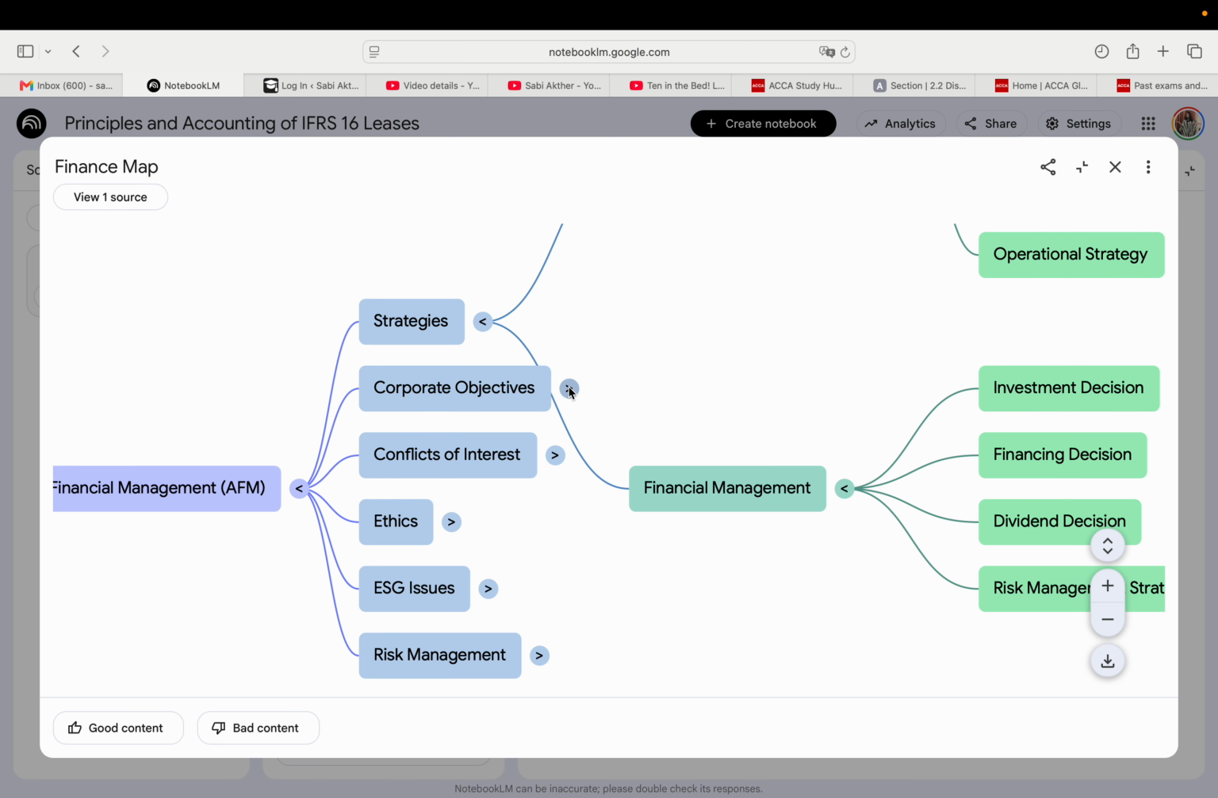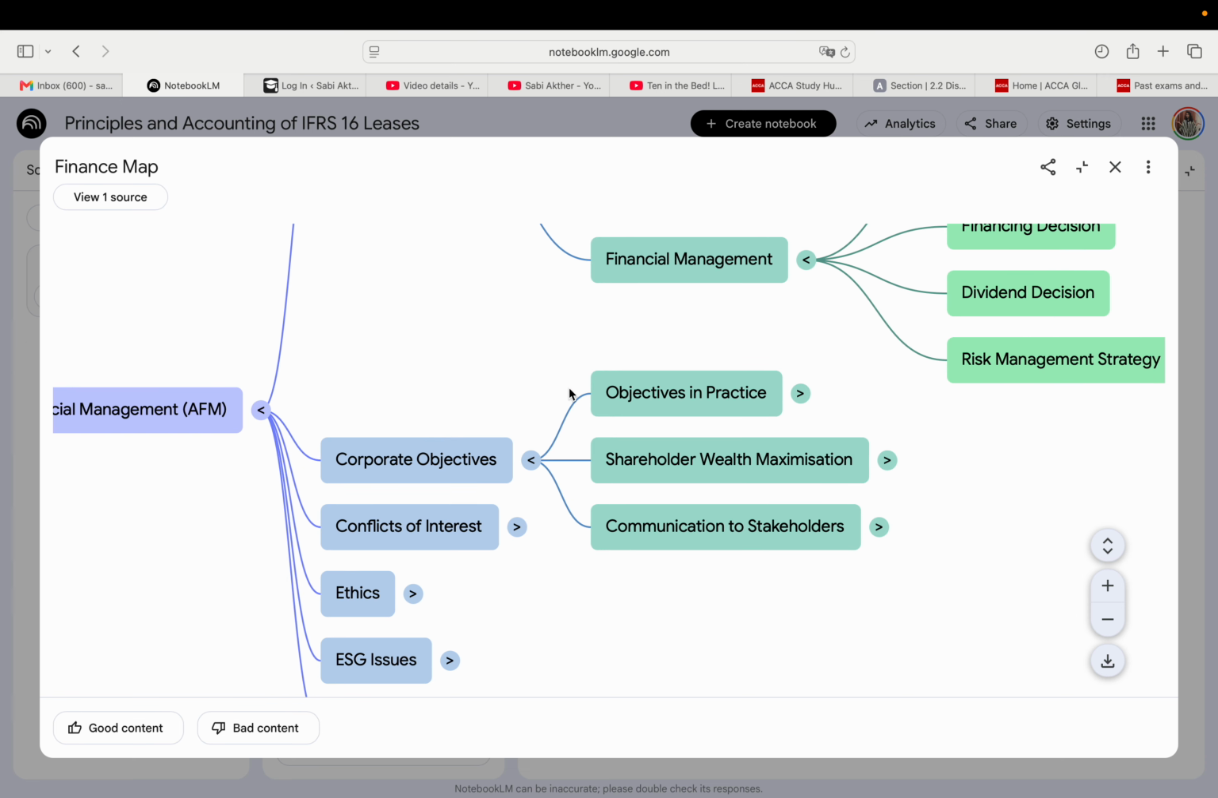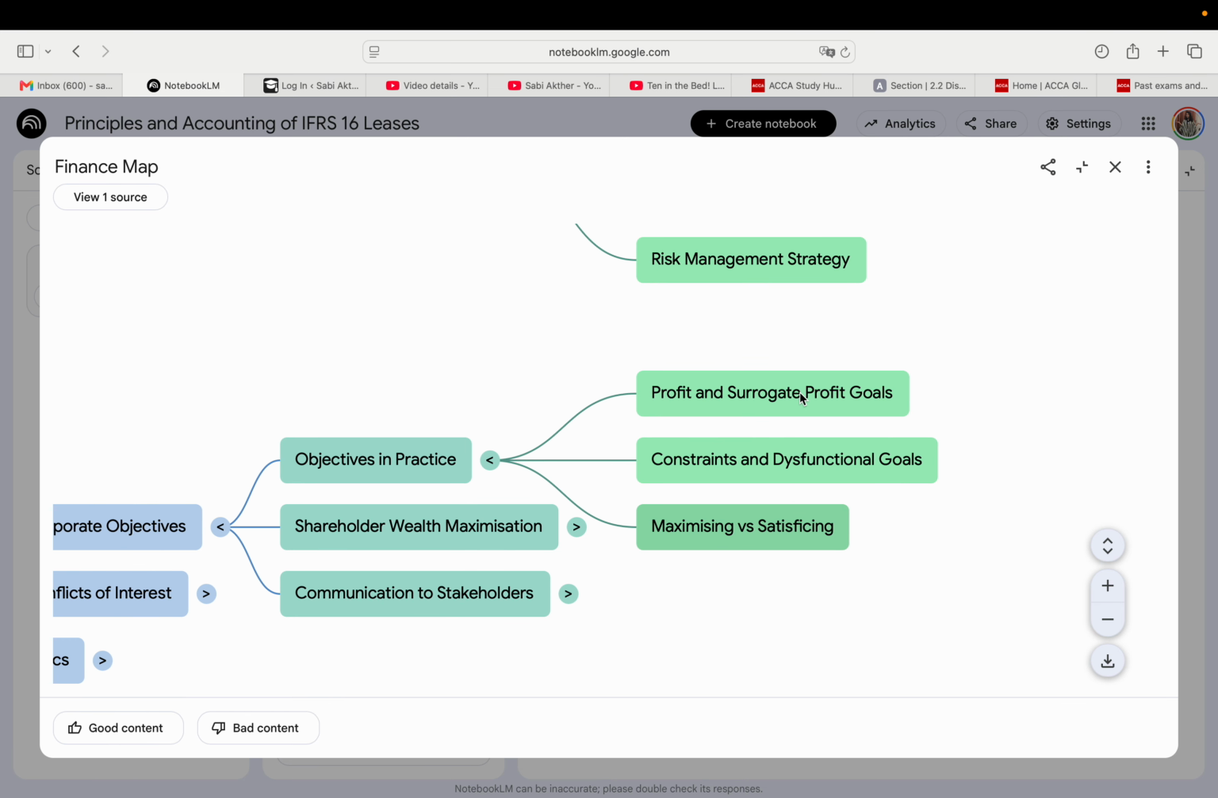Now the corporate objectives. For corporate objectives, we have objectives in practice, then the principle of shareholder wealth maximization you will study, and communication to stakeholders. First let us go through the objectives. Objectives could be of various types. First it could be profit maximization or surrogate profit goals, meaning something that indirectly leads to profit. It is not directly leading to profit, but it ultimately leads to profit. What those goals are, we'll see in lecture 1.